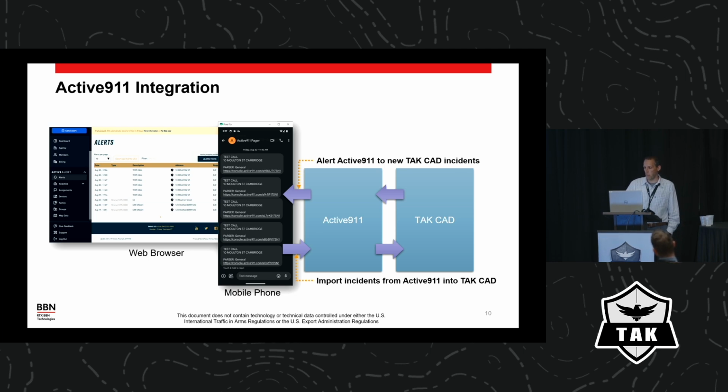And so the data can be pushed from TAC CAD over our adapters into Active 911, which will show up on all of the responders' phones in their Active 911 app, and it will show up in this web interface. And then the direction that we're implementing now is to pull that data back from Active 911 right into TAC CAD.